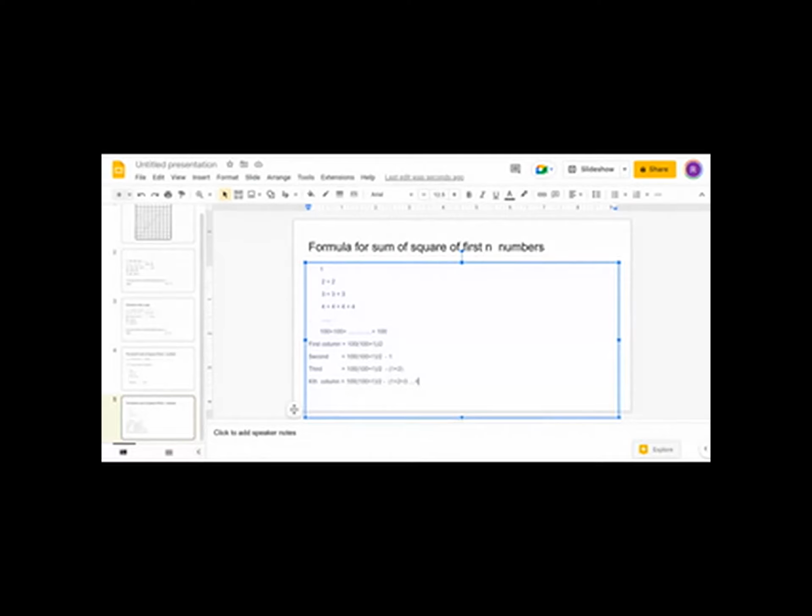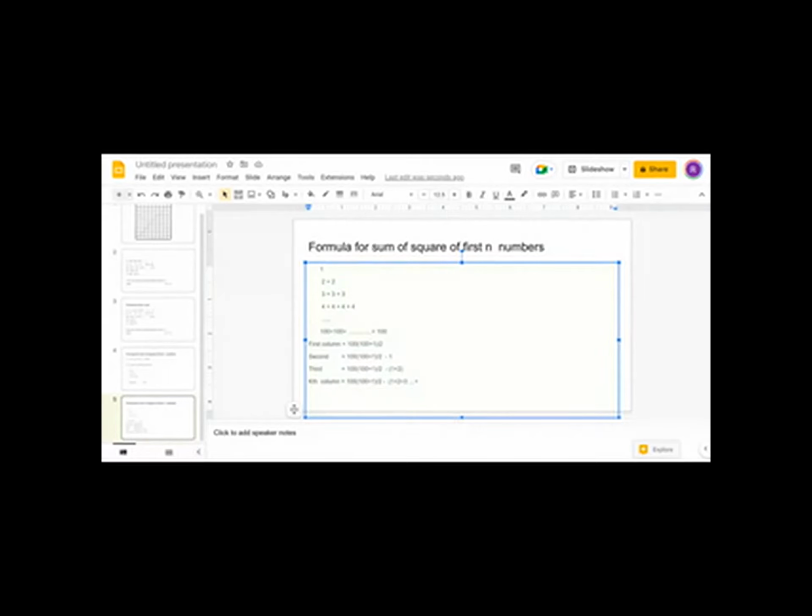For the first column, are you removing 1? No, sir. So till where will I remove? It will be 1 plus 2 plus 3 till where? Till 99? No, for the kth one. Let's say k is 5. So it will be 100 into 100 plus 1 divided by 2 minus 1 plus 2 plus 3 plus till where? For the fifth one, will it be till 5? Should I be removing 1 plus 2 plus 3 plus 4 till 5?